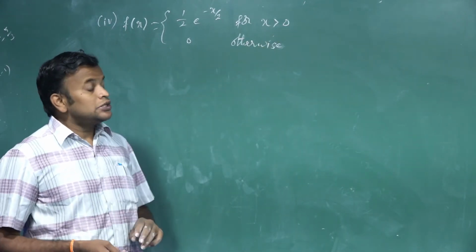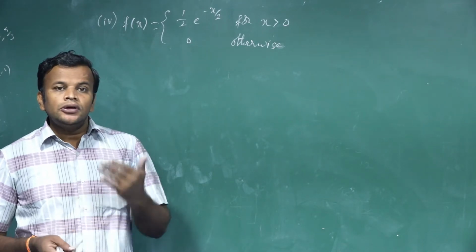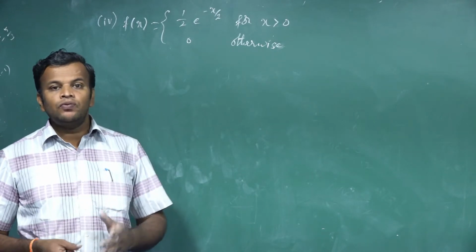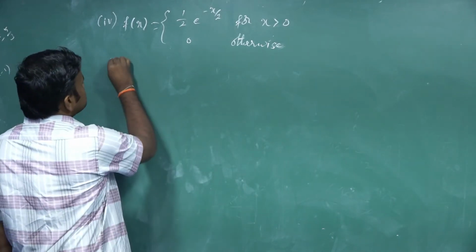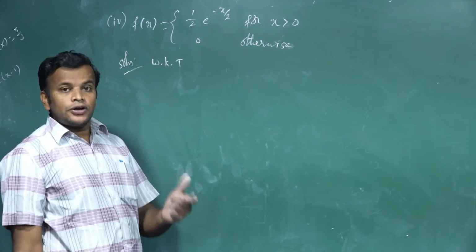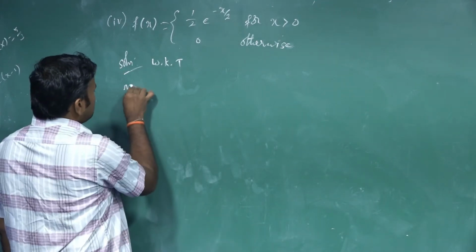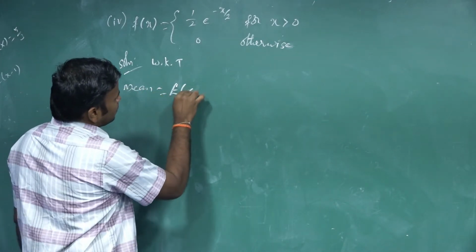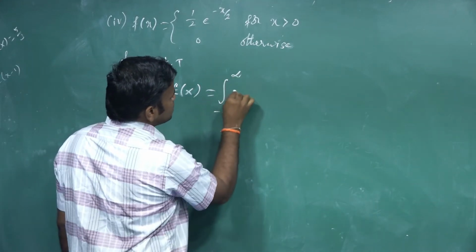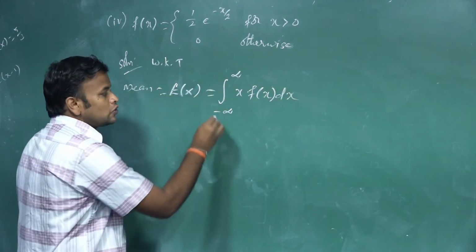For x greater than 0, it may be the value of x is 1, 2, 3. What is the last value? It goes up to infinity. So it is a probability density function. The question is the same, to find the mean and variance. So first we identify whether the given function is either discrete or continuous. Suppose we identify it as continuous, then we write the formula. The formula of mean, the symbol is E of x, and the formula is the integral from minus infinity to plus infinity of x into f of x dx. So it is the formula.